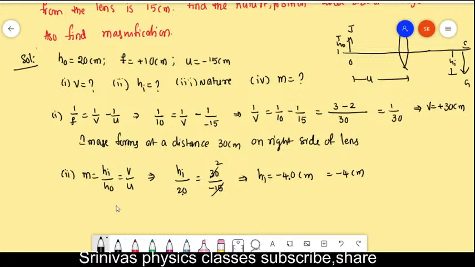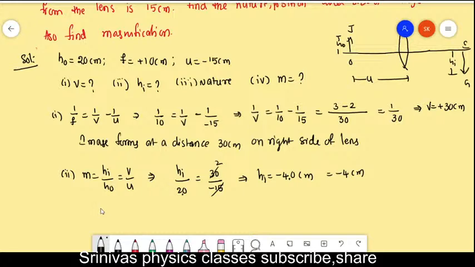Next, minus 4 centimeters indicates what? Whether the image is enlarged or not. Object height is only 2 centimeters, but image height is 4 centimeters. Okay, not 20 centimeters. You may take it as 20 also. If you take 20, you will get the image height as 40 centimeters.